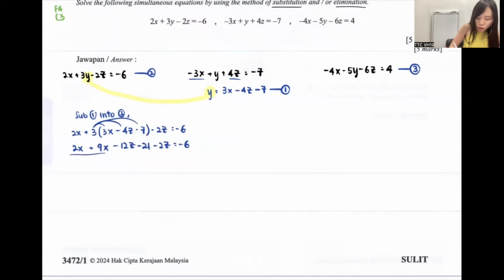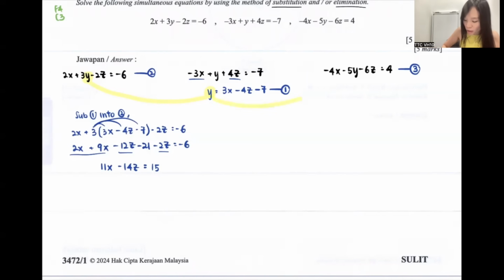So x plus 2x plus 9x, isn't it 11x? Next one, negative 12z minus 2z, isn't it negative 14z? Then negative 21, I move it over, become positive 21. So negative 6 if I plus 21, isn't it I get 15? Okay, this is at least what I get after I sub 1 into 2. But of course, sub 1 into 2 is not enough because you have 3 unknowns. Initially, you got 3 equations. Now you got 2 unknowns, you should have 2 equations that contain these 2 unknowns.